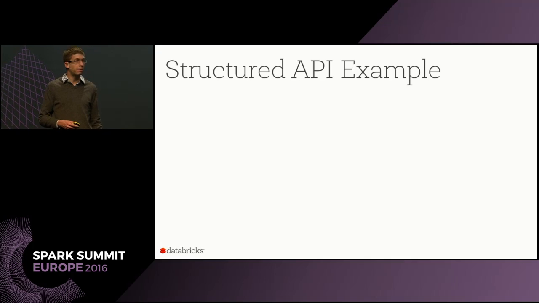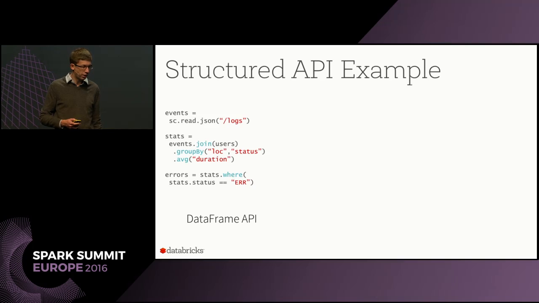So just to show what these APIs do and why it's interesting in terms of productivity and performance, I'll show a little example and the types of optimizations that can happen. So this is a little example using the DataFrame API. We basically read some data, in this case from JSON, some log events, and then we do some operations on them, like maybe join them with a table of users and group by 2 fields and average.